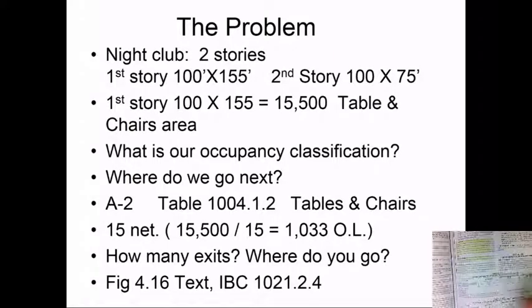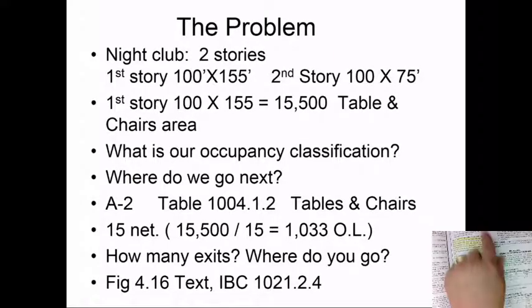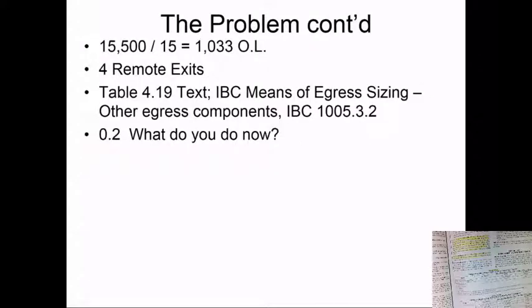That's why I like the table format, and that's why a lot of times I just write it up here in the margin so I'll have it. But you've got to know 1 to 500 is a minimum of 2 remote exits. And I keep saying remote because they have to be far apart. They can't be 2 exits right next to each other. Okay, so now we've learned that we have, of course, 1,033 occupant load. That means we have to have 4 remote exits.